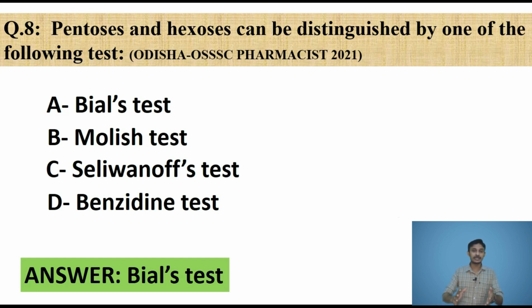So what is an example of a 5 carbon and a 6 carbon carbohydrate? 5 carbon carbohydrate examples are ribose and deoxyribose. Ribose is there in RNA and deoxyribose is there in DNA. 6 carbon carbohydrates are glucose and fructose. Now we are moving to the next option, the benzidine test. The benzidine test is used to check the presence of blood.